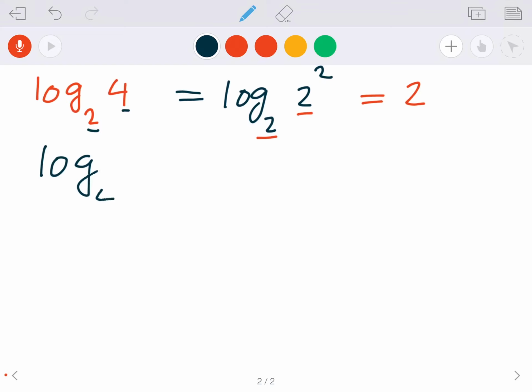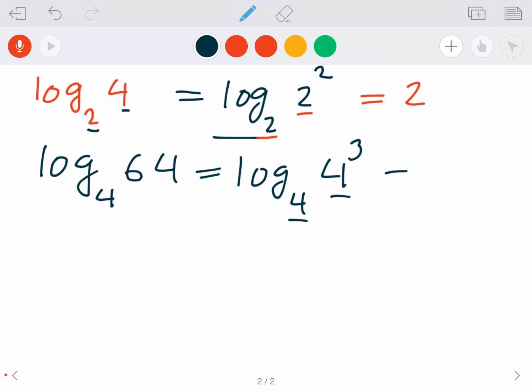Log base 4 of 64. Similarly, just like we did here, for log base 4 of 64, we can change 64 to 4 to the power 3. This way these two numbers are the same, so the answer is the power, 3. It's just that we need to know the property, and we can apply the property of the log.